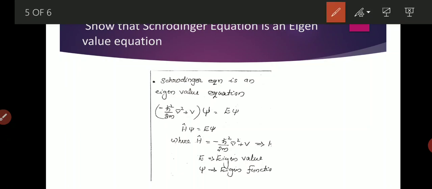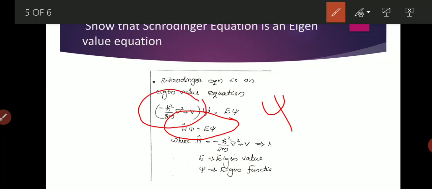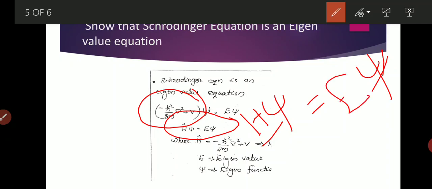In this, psi is the wave function and the Hamiltonian is the operator here. So we are operating on psi with the operator H. Here we get psi as the output with a constant E. Here E is the energy eigenvalue and the eigenfunction is psi.